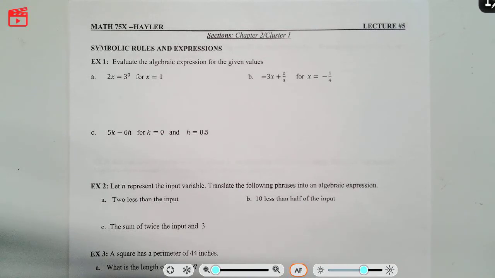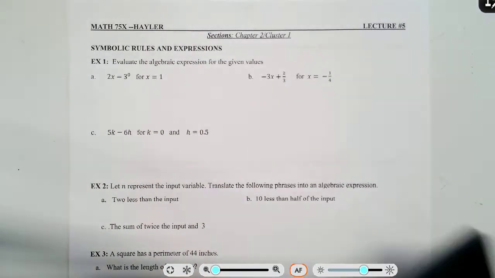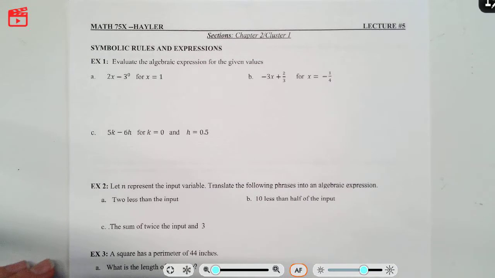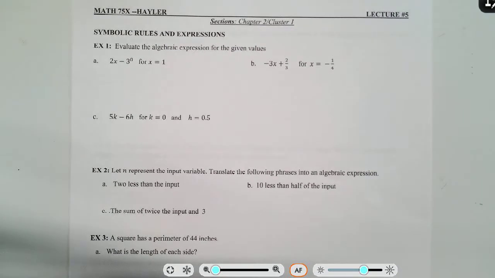Oh, real quick. In Chapter 2, you are allowed to start using your handy-dandy calculator. Remember, just a scientific calculator, nothing with graphing features on it. So we're looking at symbolic rules and expressions. For this first example, evaluate the algebraic expression for the given rules.